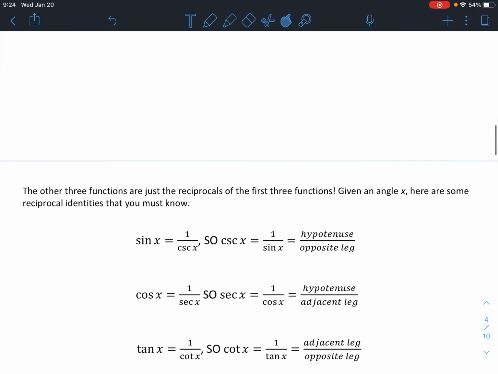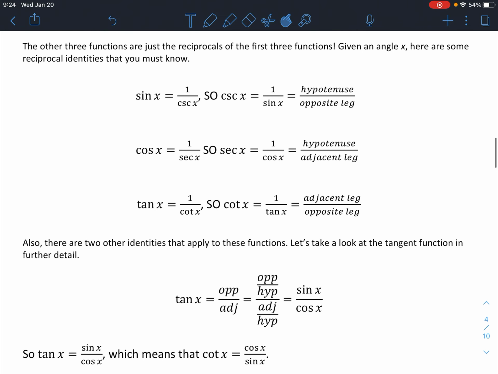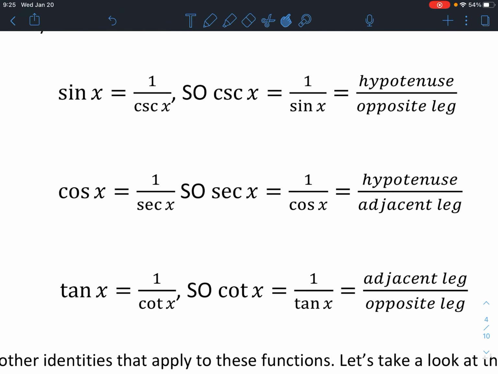But you said there were 6 ratios. There are 6 ratios. The good news is, if we can find those 3, the second set of 3 are very simple. The other 3 functions are just the reciprocals of the first 3 functions. Given an angle x, here are some reciprocal identities that you have to know. So the first one says that the sine is equal to 1 over the cosecant. So sine and cosecant are reciprocals, which means cosecant is 1 over the sine. And remember, sine is opposite leg over hypotenuse. So cosecant is hypotenuse over opposite leg.